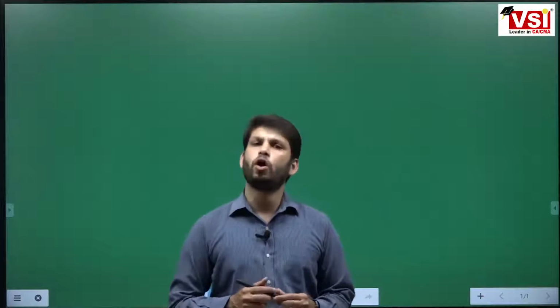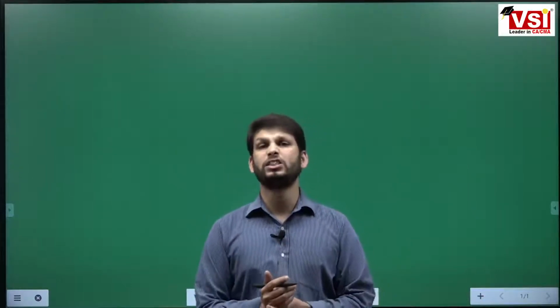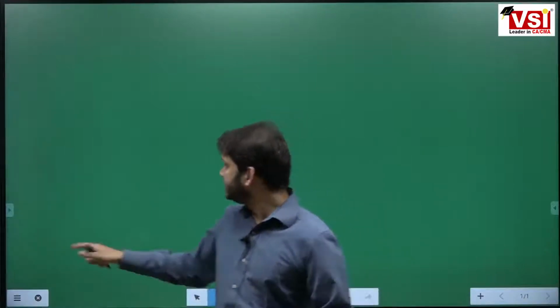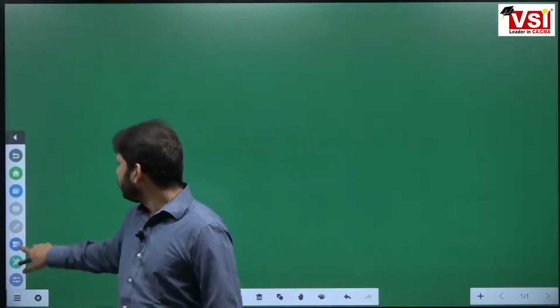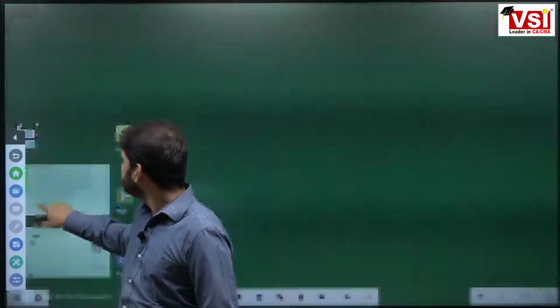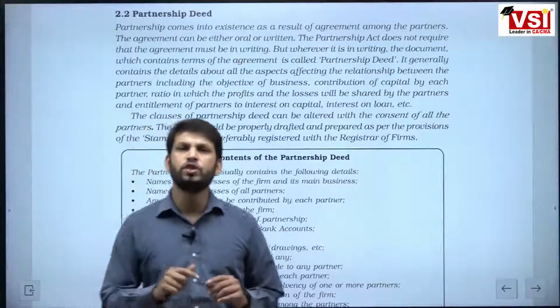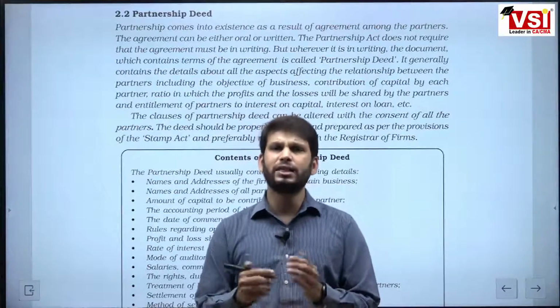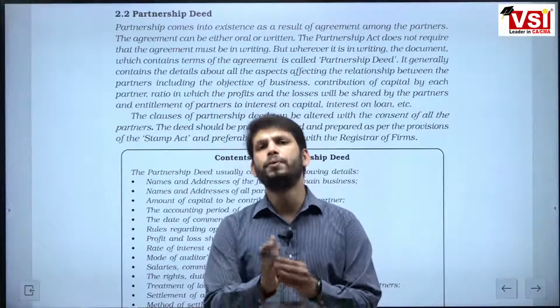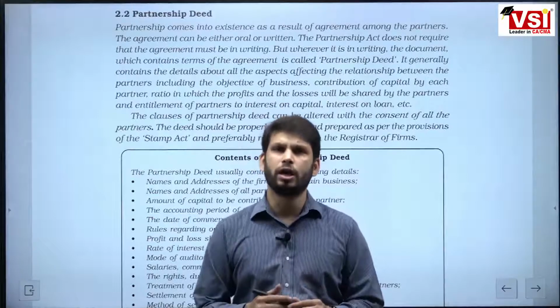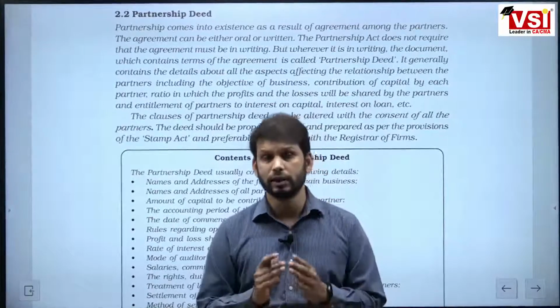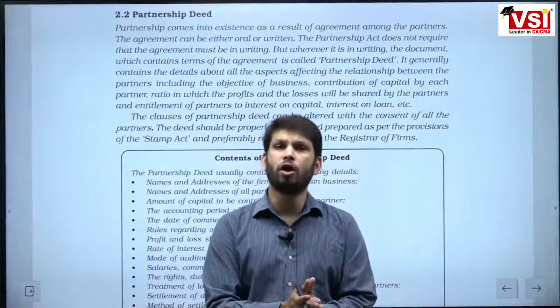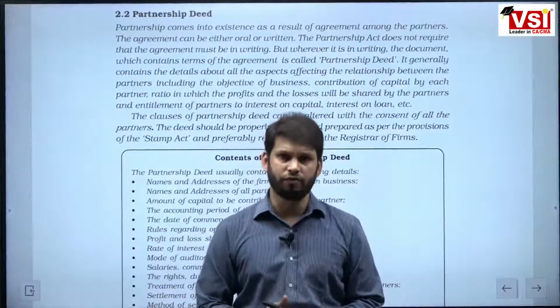Now, we are starting with the concept of partnership deed. What do we understand by partnership deed? Let's see this. Till now, we have learned that partnership, as per Section 4 of the Indian Partnership Act 1932, is defined as a relation between persons who have agreed to share profits of a business carried on by all or any of them acting for all.